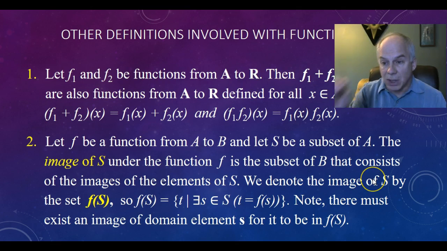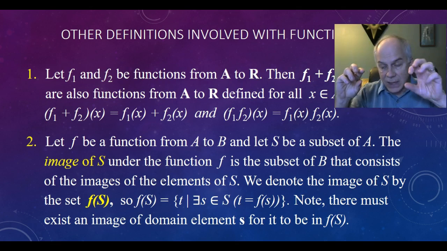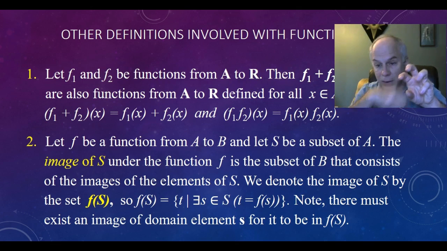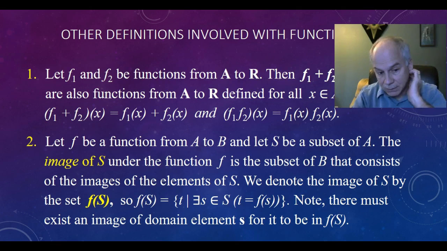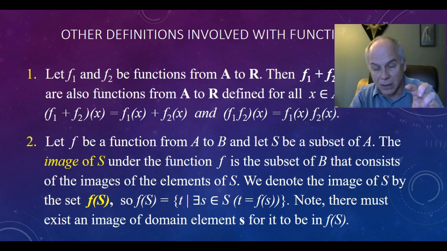We denote the image of S by the set f(S). So f(S) is this subset within set B, within the codomain. We call that f(S). In other words, we're not thinking of plugging in a single element at a time. We're talking about plugging in all the elements of set S, which would give us this subset of the codomain.